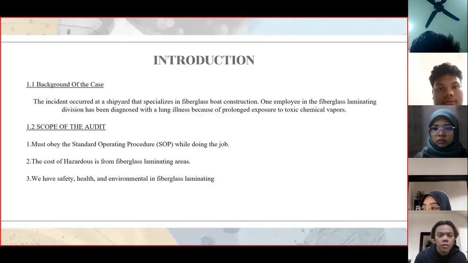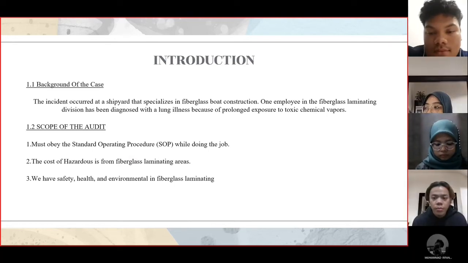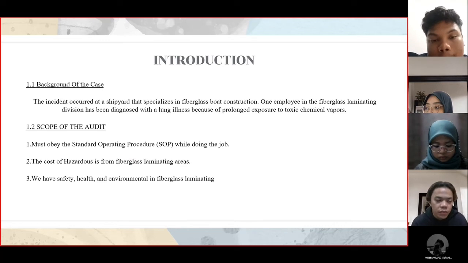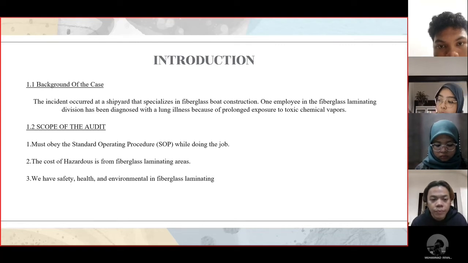Firstly, introduction. 1.1, background of the case. The incident occurred at a shipyard that specialized in fiberglass boat construction. One employee in the fiberglass laminating division has been diagnosed with a lung illness because of prolonged exposure to toxic chemical vapors.